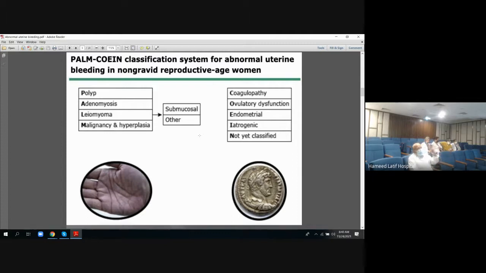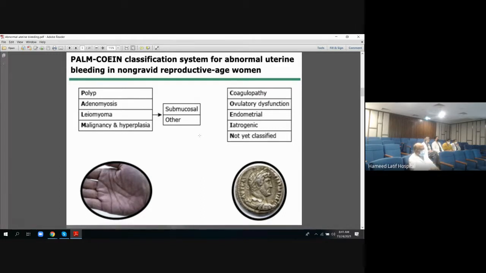On the other hand, these are non-structural causes, like coagulopathy, ovulatory dysfunction, hormonal imbalance, endometrial. It is the response of endometrium to hormones. And iatrogenic are those which are obviously because of erratic or irregular treatment or medication. And then any other cause which does not belong to these 8 groups would be in the 9th, not yet classified group. And these days, this is the classification. There is no other classification which is recognized internationally of abnormal uterine bleeding. So PALM-COEIN is that. This is the classification that is used, and this is in use since 2009.